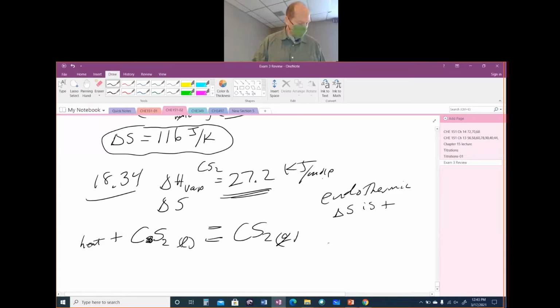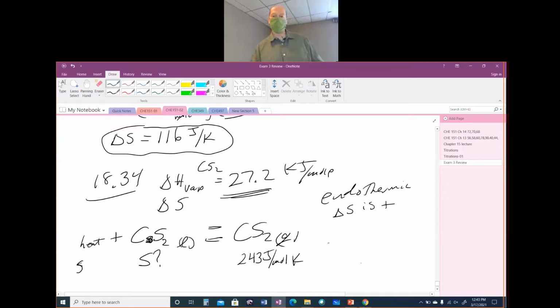All right, so they give us the S value for the vapor at 25. So the vapor is 243 joules per mole Kelvin. The question is, what is your entropy for your CS2 liquid? All right, well, we have enough information.